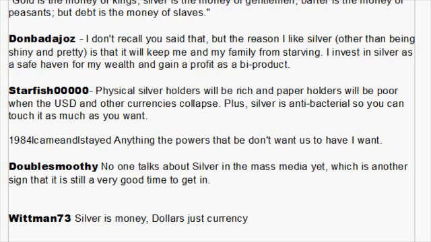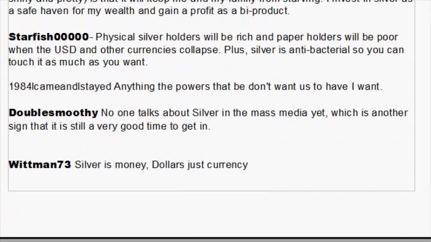Don Bad Ajaz, some names I can't pronounce: The reason I like silver, other than being shiny and pretty, is that it will keep me and my family from starving. I invest in silver as a safe haven for my wealth, and I gain a profit as a byproduct. Starfish quad zero: Physical silver holders will be rich and paper holders will be poor when the US dollar and other currencies collapse. Plus silver is antibacterial, so you can touch it as much as you want.